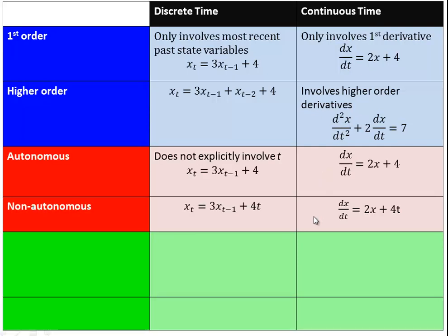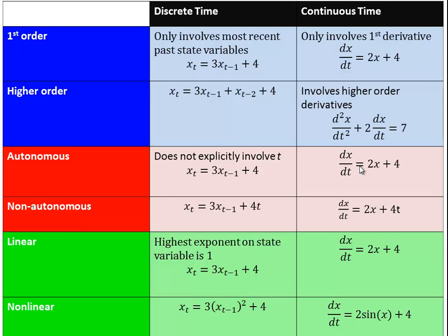The next way you might classify the models is thinking about whether you've got an autonomous model or non-autonomous. Back in the land of discrete time models, an autonomous model does not explicitly involve t, whereas a non-autonomous model would involve t. Similarly, for continuous time models, it's the exact same sort of thing.